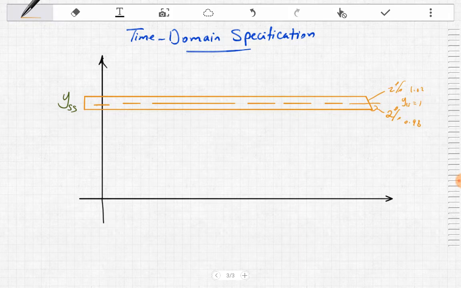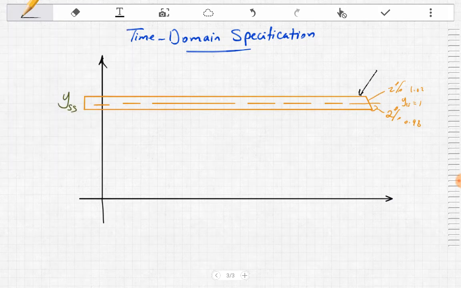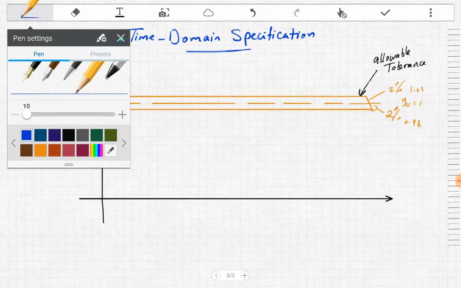So this is the tolerance that you allow. You call it allowable tolerance. Let's write the name of it: allowed tolerance. And YSS is the steady state value.